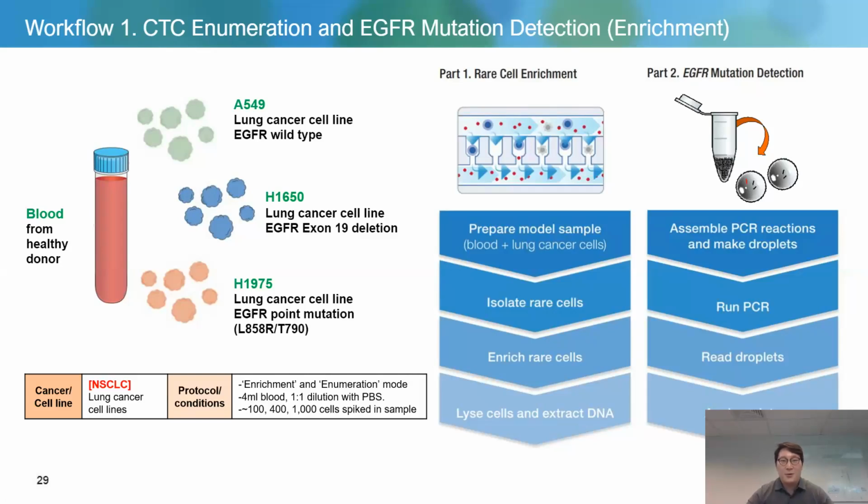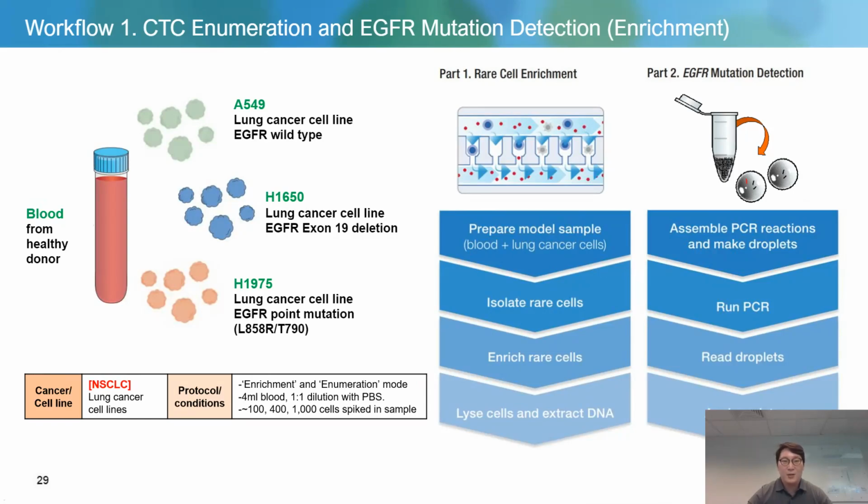We first spiked low to high numbers of cancer cells into healthy donors' blood to mimic lung cancer individuals with different cancer stages. And then we follow these 2 sequential workflow parts: part 1, rare cell enrichment, and part 2, EGFR mutation detection. Please note that if you have a clinical sample from a cancer individual, you could use that sample without spiking any cancer cells into blood.